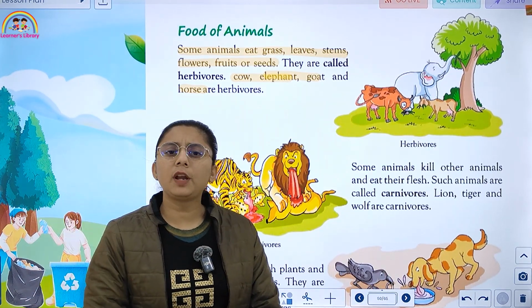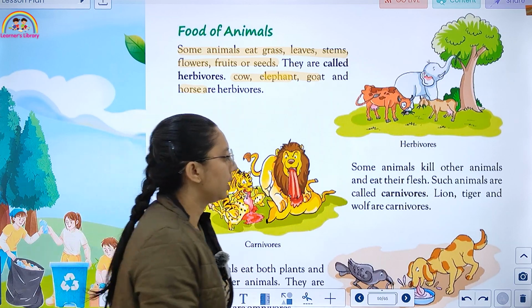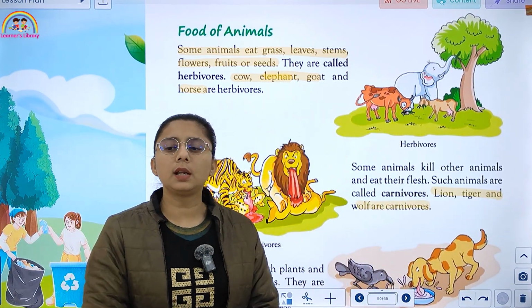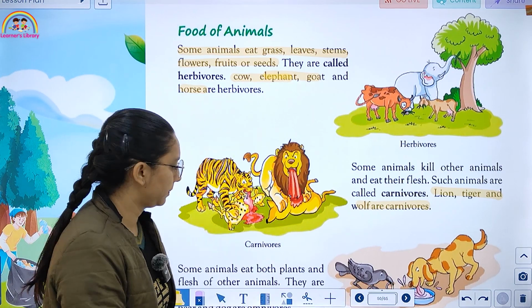Then animals that eat flesh of other animals, they are called carnivores, like your lion, tiger and wolf. What are these? These are carnivore animals. ये क्या करता है? Animals को मारते हैं, flesh खाते हैं फिर.